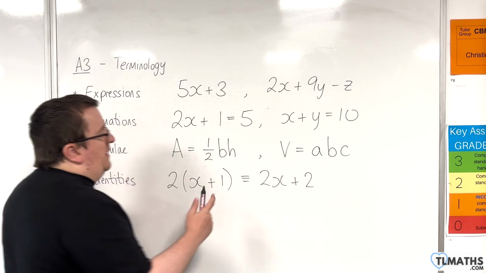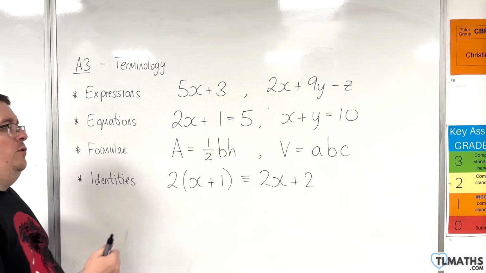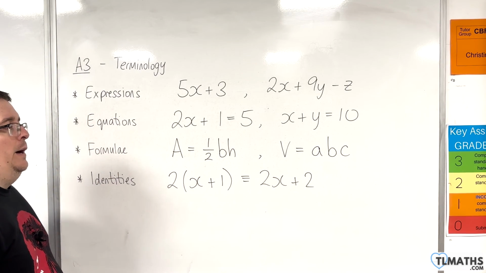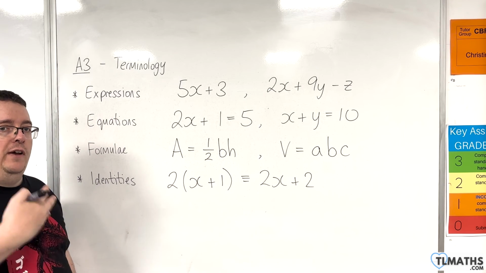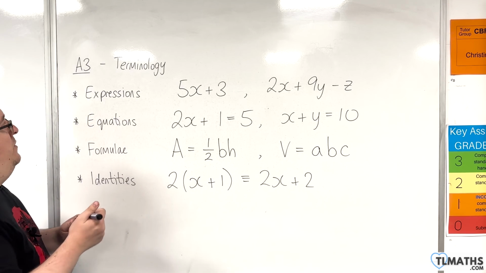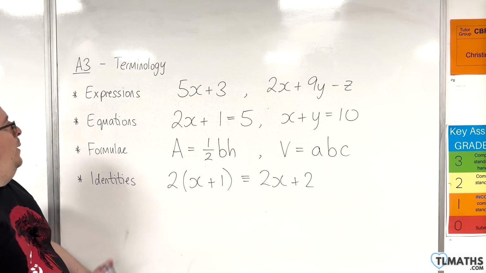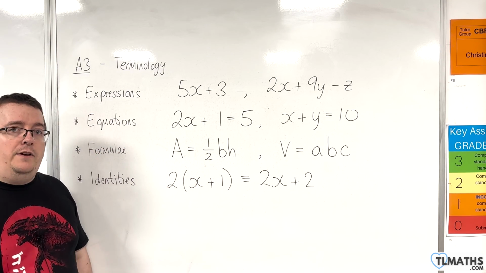So this is given by the 3 lines, which is telling you that the left-hand side is identical to the right-hand side. And we refer to that as an identity. These two things are the same. Okay, so these are the differences between expressions, equations, formulae, and identities.